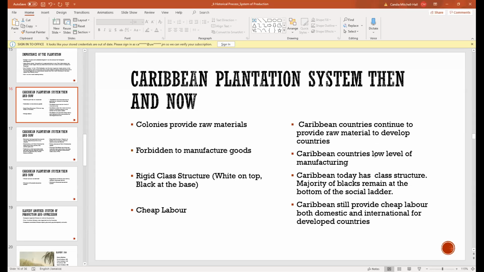Another feature of Caribbean society is the class structure. It might not be as rigid as slavery, but it is very, very rigid. Well, I shouldn't say rigid, because rigid means you can't move up or down, but it is still present, it remains.